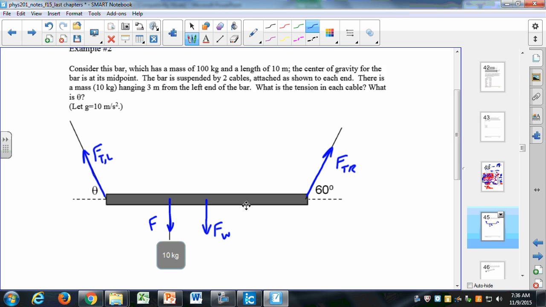Right? I have FW, that's the weight of the bar. It tells me the bar is 100 kilograms, so FW will be 1,000 newtons, and F will be 100 newtons, because I have that 10 kilogram object. So I'm going to go and write that up here, that FW is 100 times 10, or 1,000 newtons, and then F is 10 times 10, or 100 newtons. All right? I'm going to first write the sum of the forces in the x and the y.